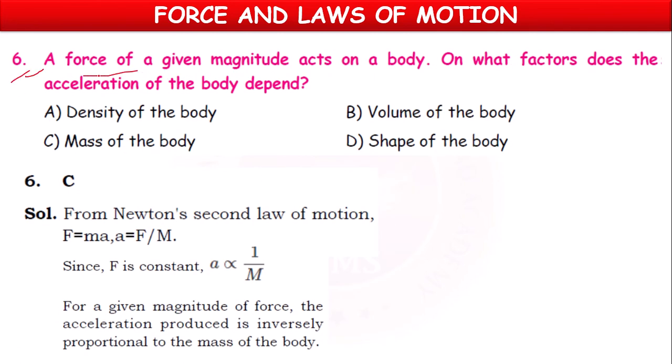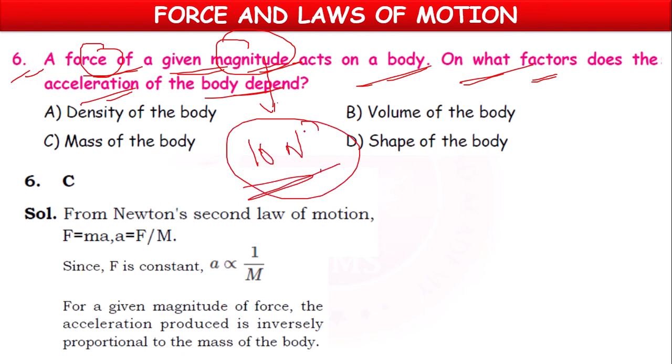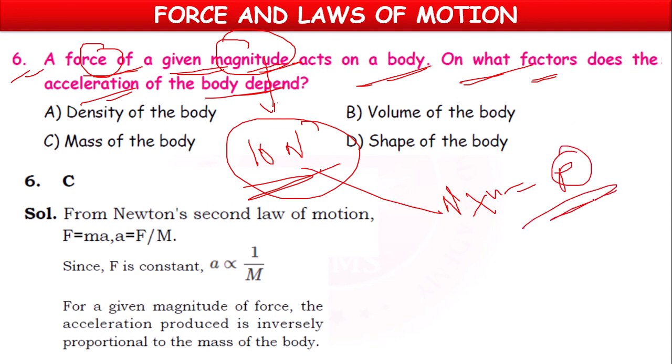Next one. A force of a given magnitude acts on a body. On what factors does the acceleration of the body depend? A force of given magnitude means it has some value, a product of a numerical value and a unit, called magnitude, denoted by the symbol P without any direction. So some kind of force is acting on a body. Because of the force, the velocity of the body will increase and it will be accelerated.